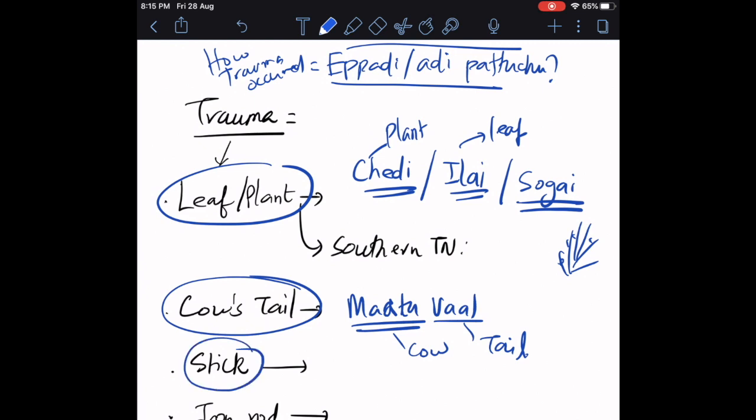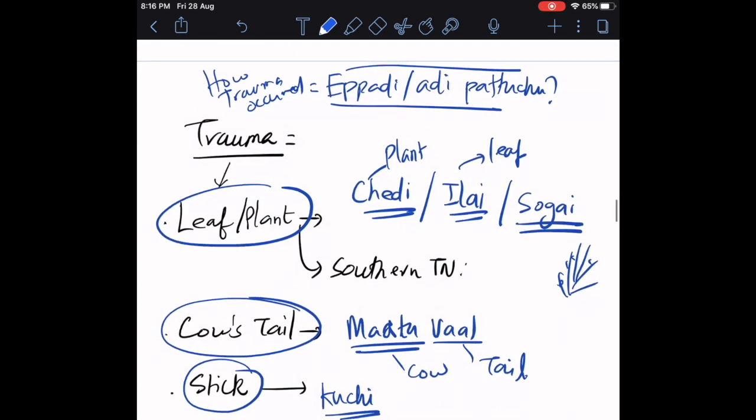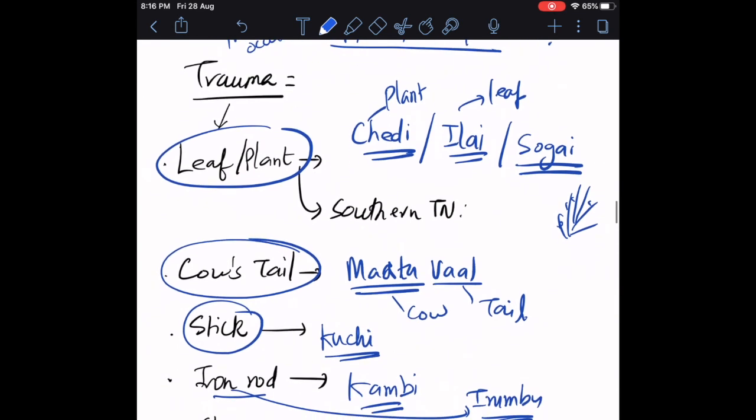Okay. Stick injury. What is a stick injury? Stick means kuchi, a very thin wooden stick. Whereas an iron rod is called kambi. Iron is also called irumbu. Irumbu kambiyila adipattuchu, the patient will tell. Eppadi adipattuchu? Irumbu kambiyila adipattuchu. Maattu vaal kannila pattuchu. Okay, stone is kallu.